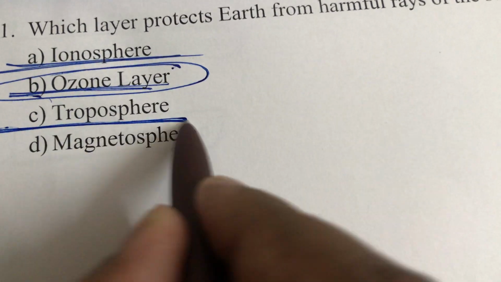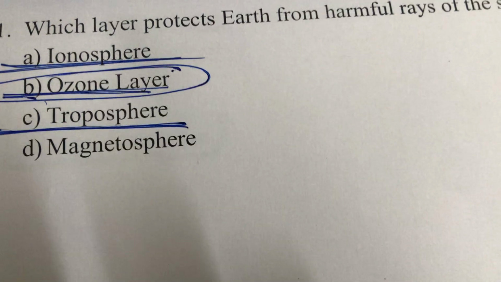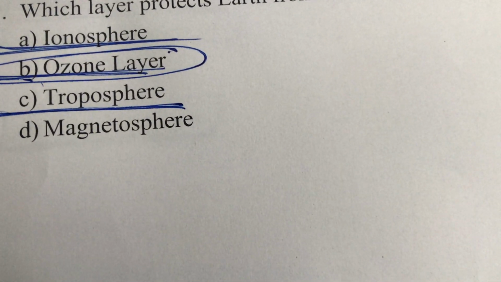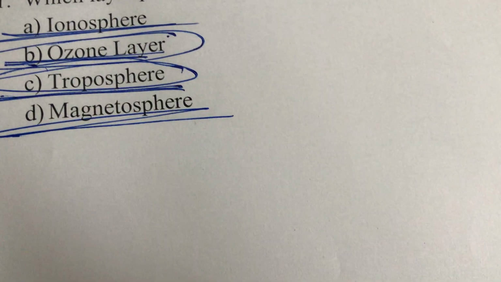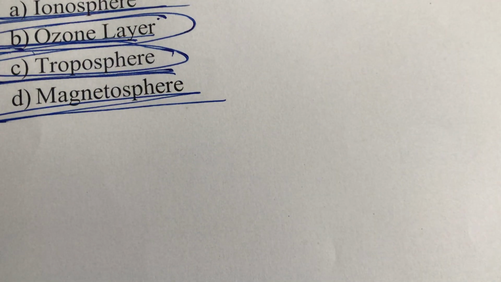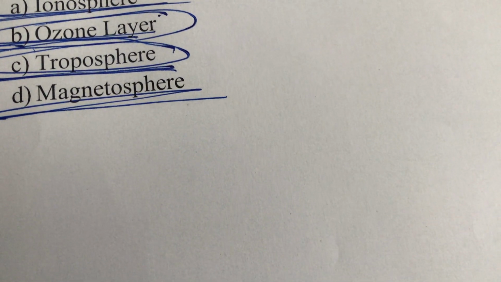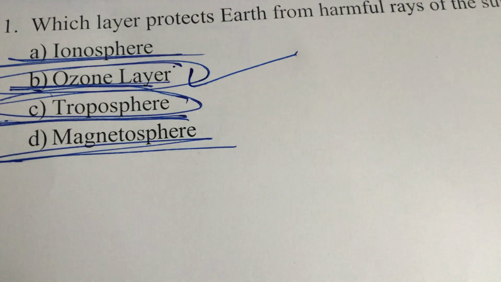And what about the third one? Option C is troposphere. The troposphere is the lowest layer of the earth's atmosphere, where you can see clouds and rain formation; everything happens in the troposphere. And magnetosphere is the outermost layer of the earth, where the magnetic power is present, which comes from the planets. All right, so the right answer is option B, ozone layer.